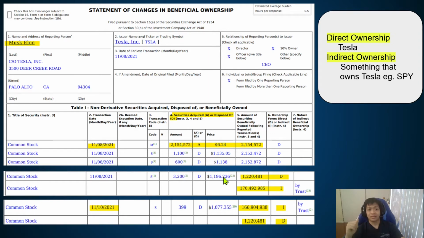But those are the direct shares, and also at the end of the day, he also had 170,492,985 indirect shares. So that was on November 8th, 2021. And then as time went on, like on the 9th and also on the 10th, he started selling some of his indirect shares as well. So at the end of the day, on the 10th of November, he had 166,904,938 indirect shares and 1,222,481 direct shares.